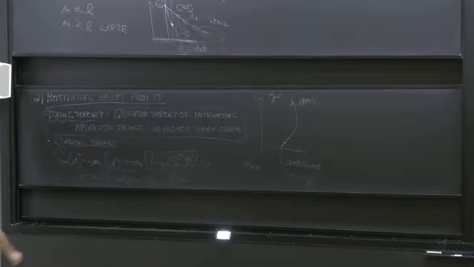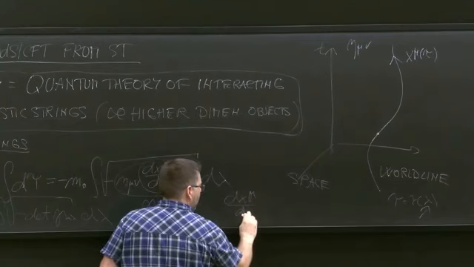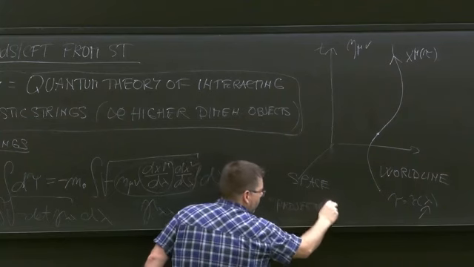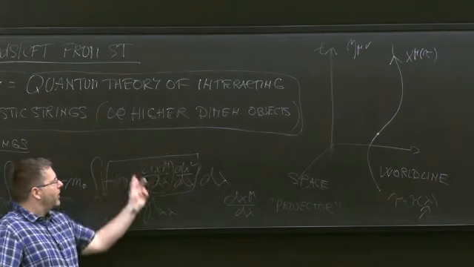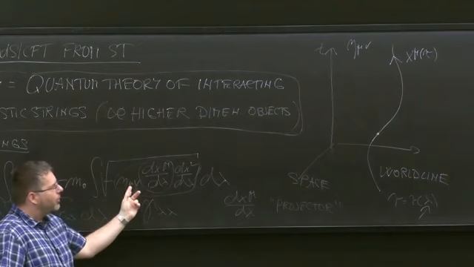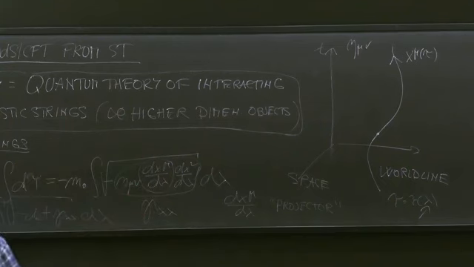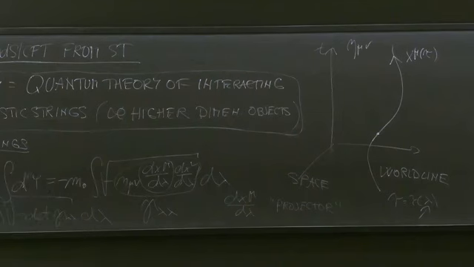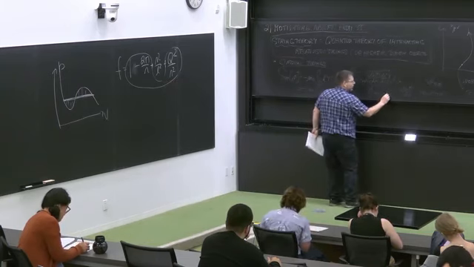So dx mu over d lambda is like a projector. What does that mean? It means that I am projecting my Minkowski metric into the metric on my world line. I'm projecting this index, and I'm projecting that index. So gamma lambda lambda is like an induced metric on my world line trajectory.